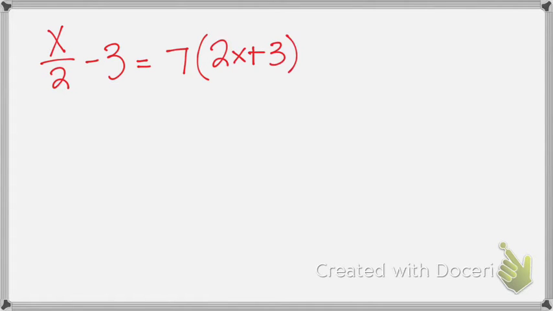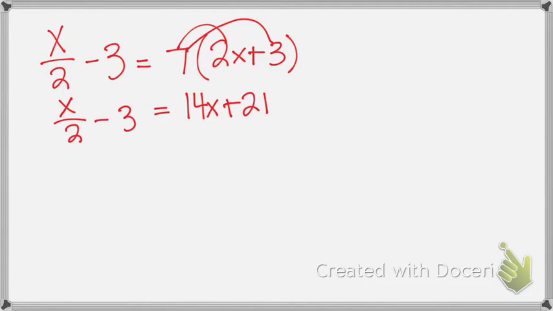Okay, so today, guys, we started out class going off of what we did Friday, which was multi-step. So the first problem that we worked was x over 2 minus 3 equals 7 times 2x plus 3. So we always want to distribute first. So 7 times 2x is 14x. 7 times 3 is 21.